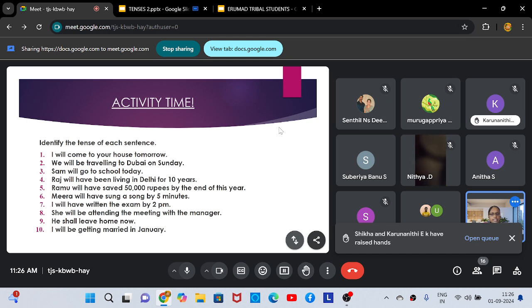Okay, so next is He shall leave home now. What is the tense? Simple future tense. Very good. He shall leave home now. Very simple. Will or shall. Shall வந்தாலும் நமக்கு தெரியணும் எந்த tense அப்படிங்கிறது.